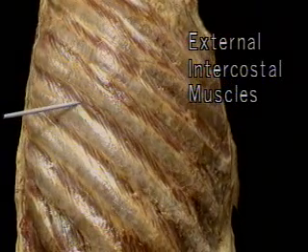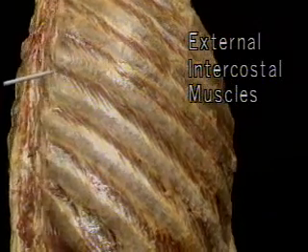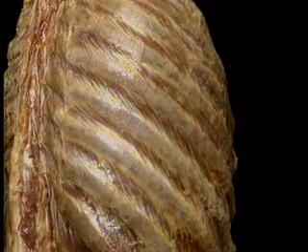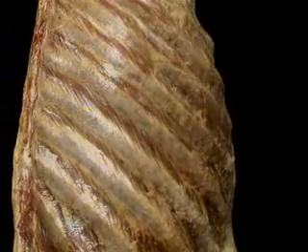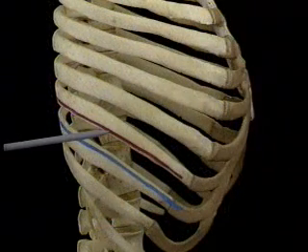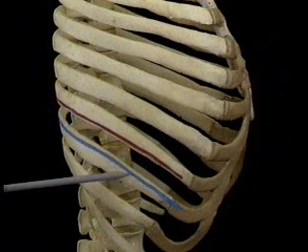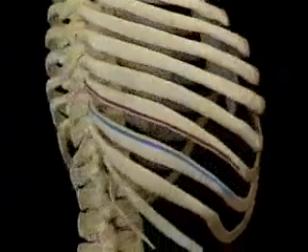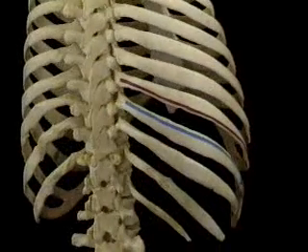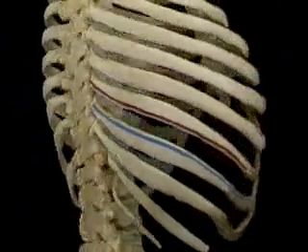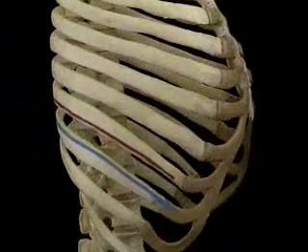They're thin sheets of muscle that connect each rib to its neighbor. Each external intercostal runs from here on the rib above to here on the rib below. They extend from the tubercles of the ribs behind round to the middle of the costal cartilages in front. The fibers of the external intercostals run forward from above downward.